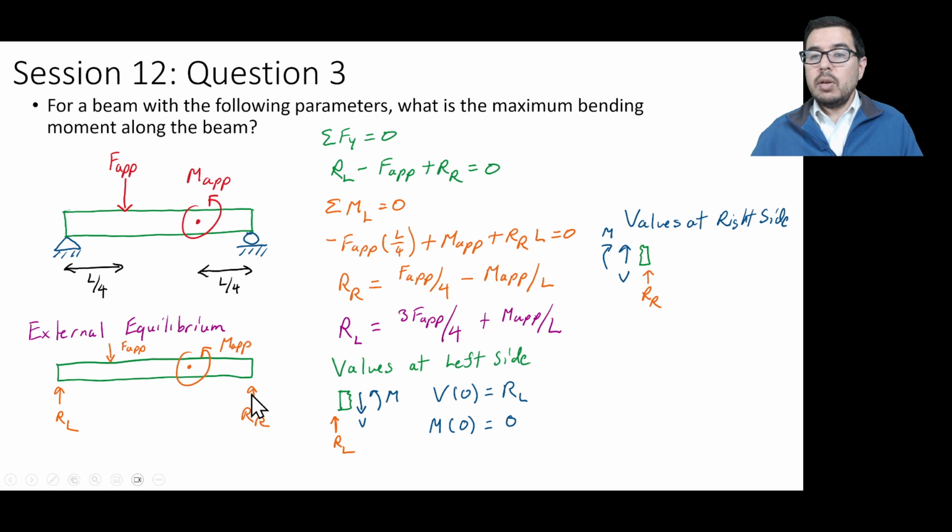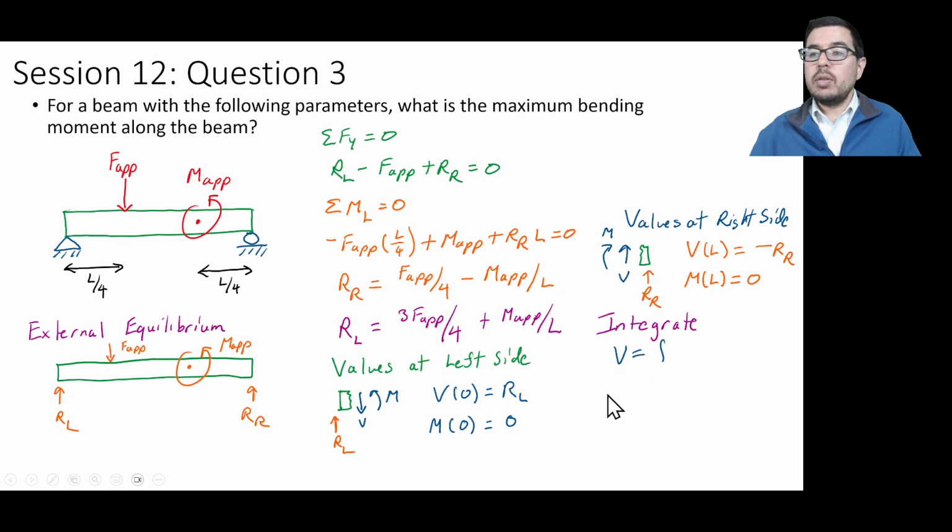Once again, there is no moment being applied on the right side, and so the moment is going to be equal to 0. But we see that V and RR are going in the same direction, so V has to be equal to minus RR. So we see V of L is equal to minus RR, and that the moment at L is equal to 0. We're using the differential integral relationships, and let's go ahead and integrate.